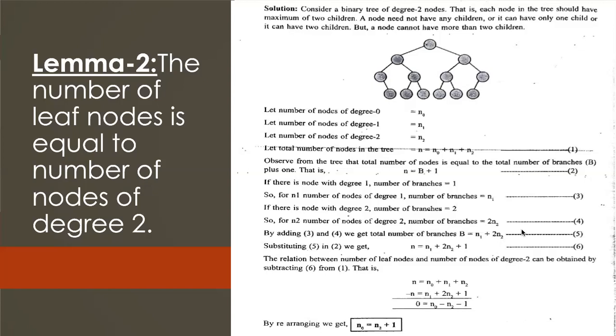We'll substitute this in equation number 2. Here n is equal to, what is B? B is n1 plus 2n2, so n is n1 plus 2n2 plus 1. That's what we've got in equation 6.